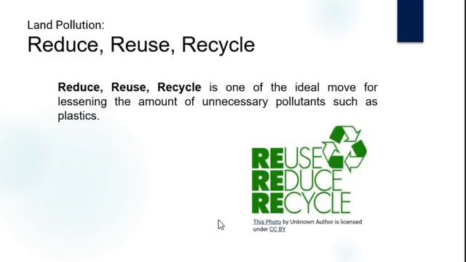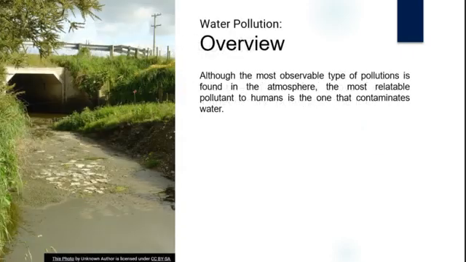Now, in land pollution, we tend to create mitigation practices such as reduce, reuse, and recycle. Reduce, reuse, recycle is one of the ideal moves in lessening the amount of unnecessary pollutants such as plastic. There you go. Now, we're gonna tackle the last discussion. It would be water pollution.